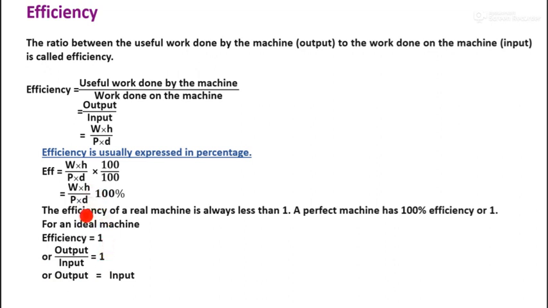Output divided by input multiplied by 100. You should keep in mind that the efficiency of a real machine is always less than 1, and the efficiency of an ideal machine is equal to 1. Is it clear? These two terms should be kept in mind: real machine less than 1, and ideal machine equal to 1.